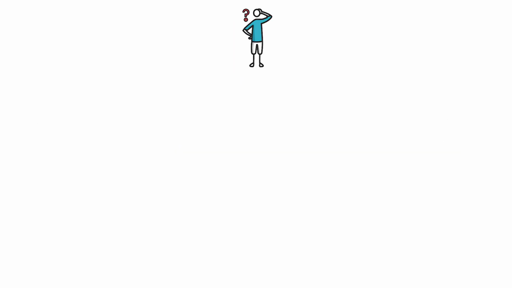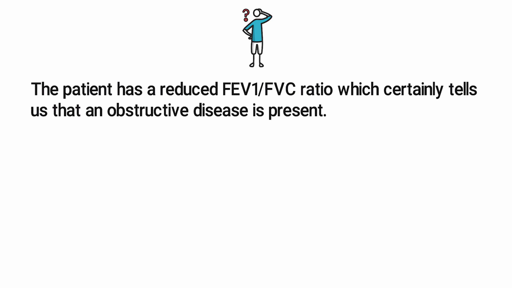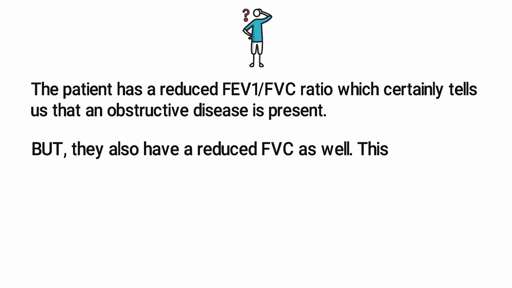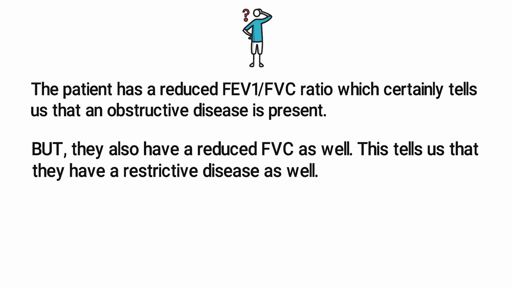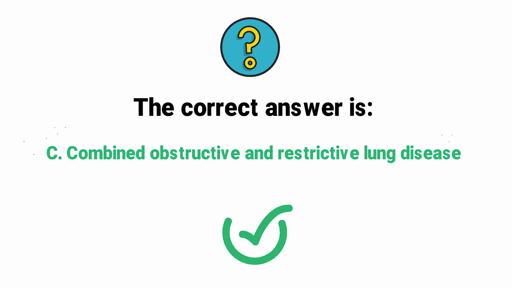Let's break this one down. The patient has a reduced FEV1 to FVC ratio, which certainly tells us that an obstructive disease is present. But they also have a reduced FVC as well. This tells us that they have a restrictive disease as well. So, combined, this patient has both an obstructive and restrictive disease. The correct answer is C, combined obstructive and restrictive lung disease.